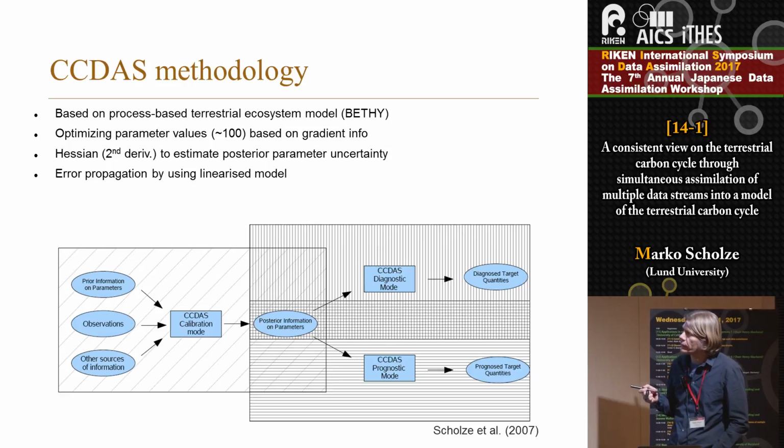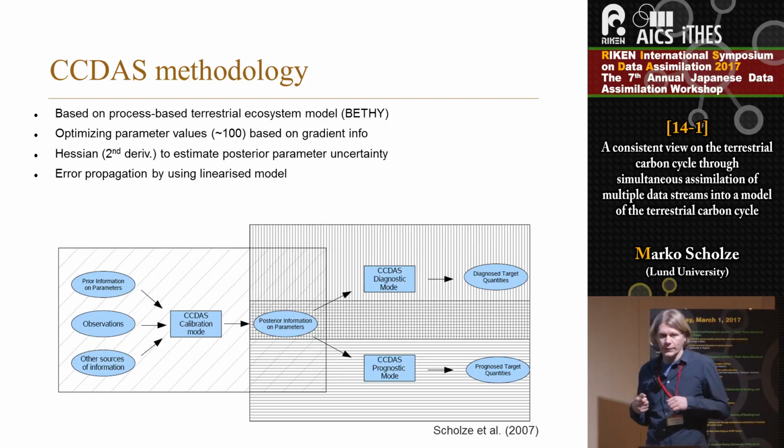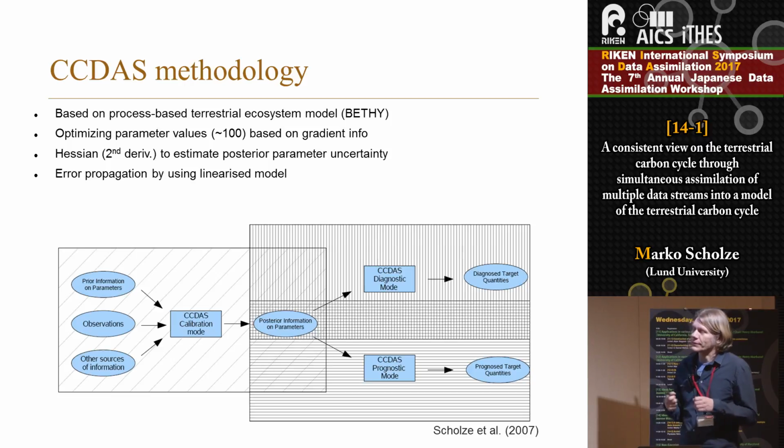And then we also have the second derivative, so the Hessian, which we then use to estimate the posterior parameter uncertainties. And with these posterior parameter uncertainties, we actually can use a linearized model to propagate errors forward to any quantity we are interested in. So essentially, of course, as a terrestrial biosphere modeler, I'm interested in the parameters, but for example, policymakers or also climate modelers are more interested in the fluxes. So we need to propagate uncertainties onto the fluxes.